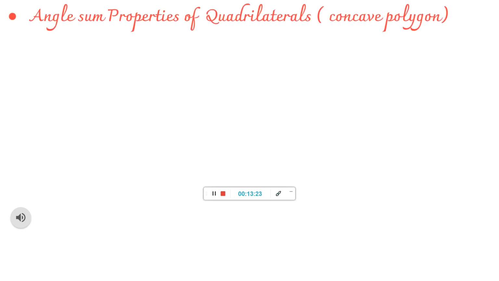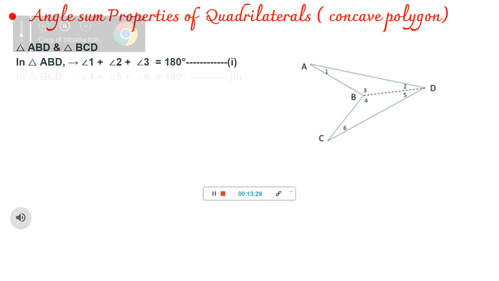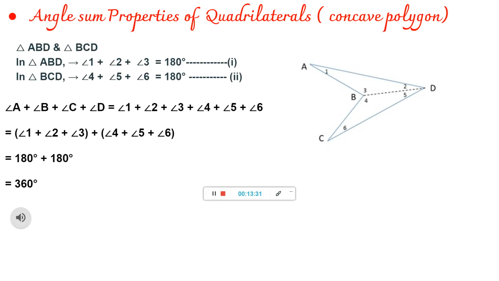So this is a concave quadrilateral. Here also first let us draw the diagonal. Then name the quadrilateral as A, B, C and D. After drawing the diagonal, we should successfully divide this into two halves, isn't it? And each half is a triangle.